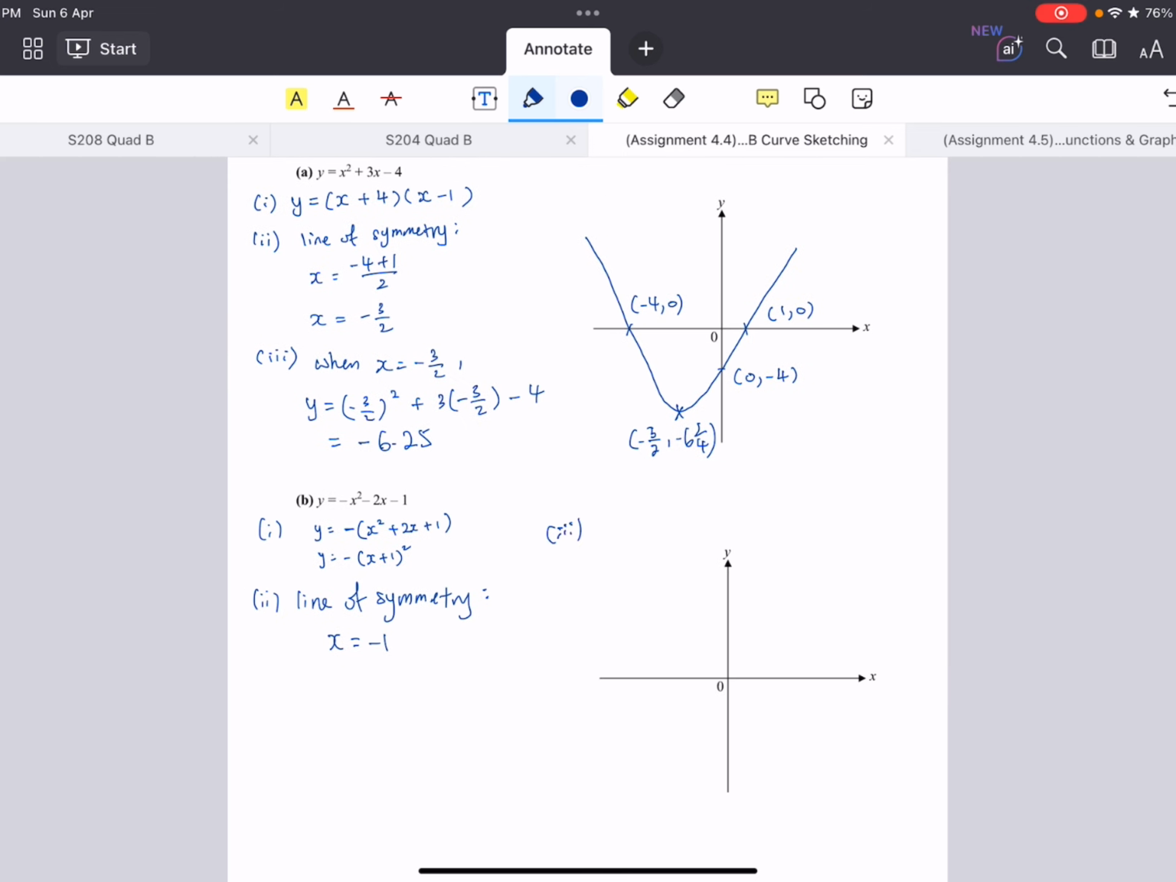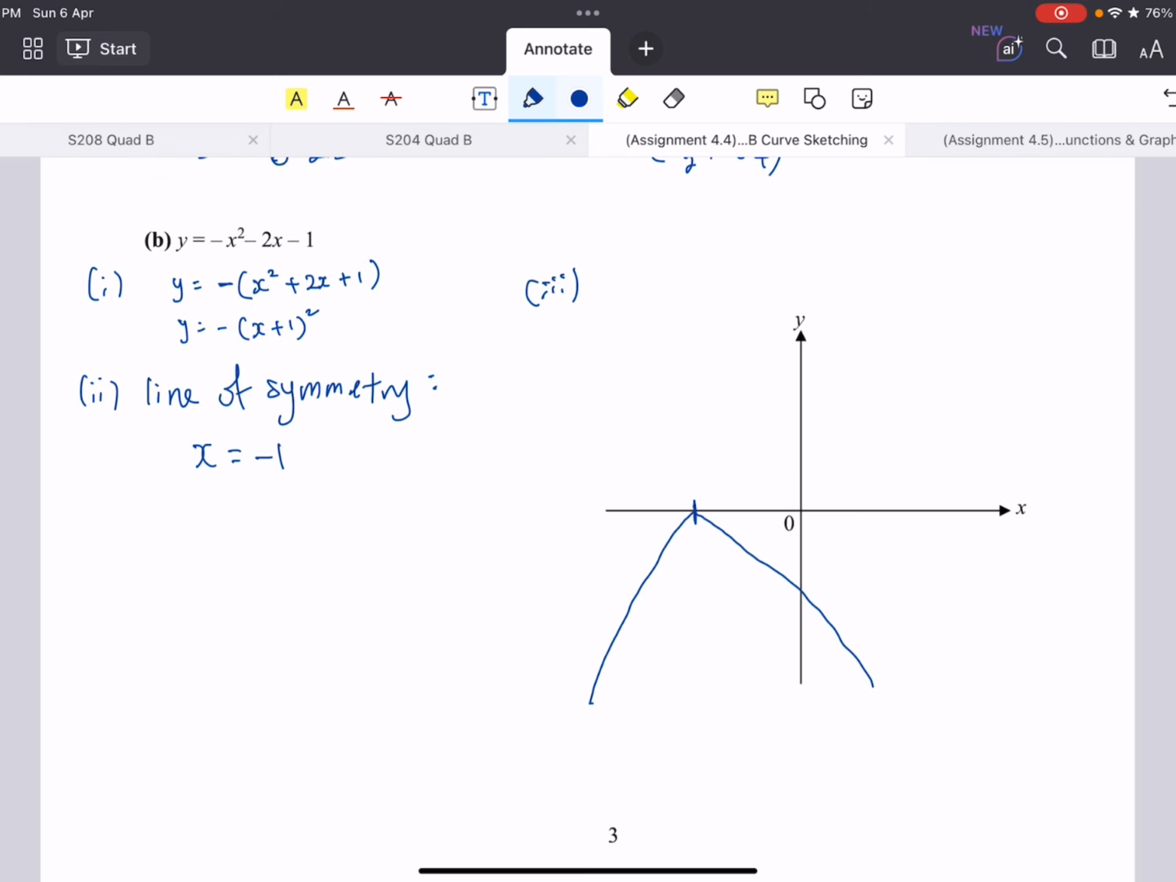Once you know what's going on, x equals negative 1. This is a negative a, so it's going to look something like this, right? Where this point over here is going to be negative 1, 0. Okay, and over here, this one is going to be 0, negative 1. Right? There we go.